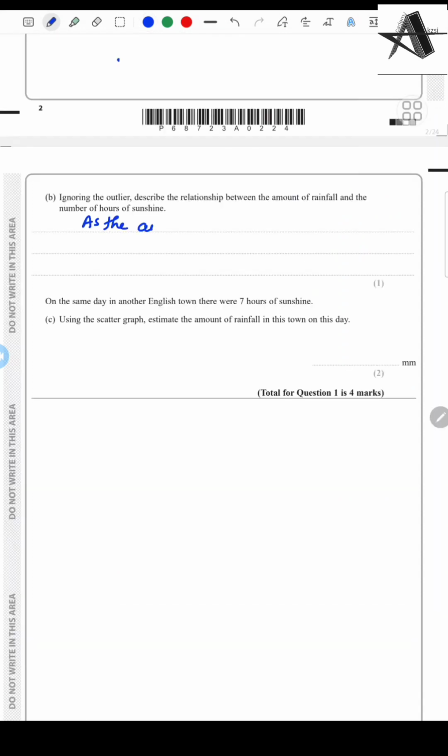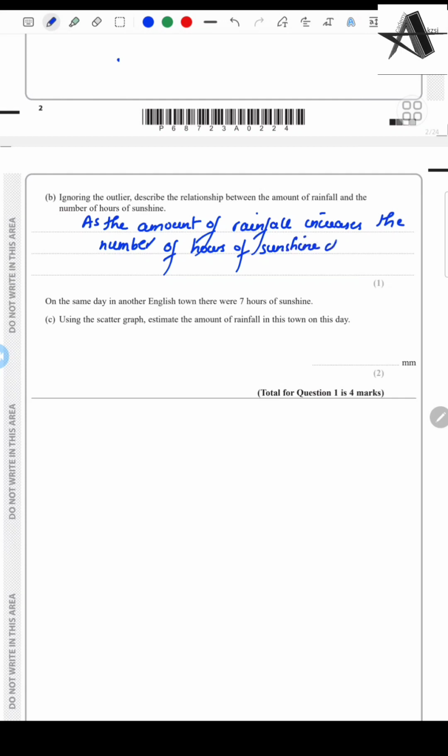As the amount of rainfall increases, the number of hours of sunshine decreases, and it is actually a negative correlation. So it's a negative correlation.